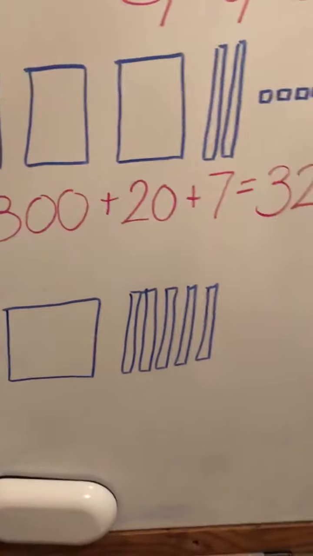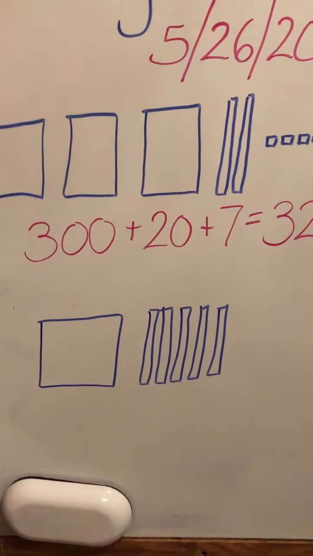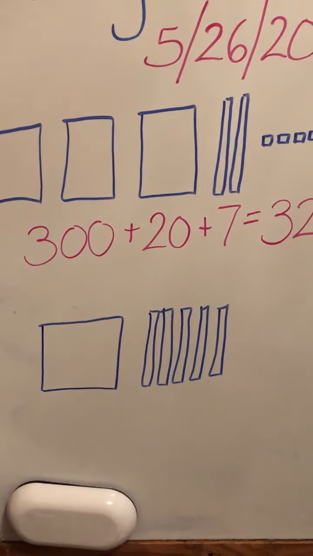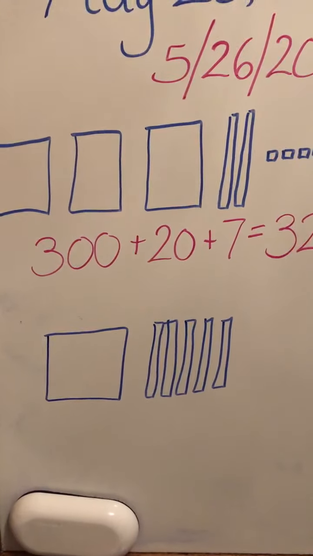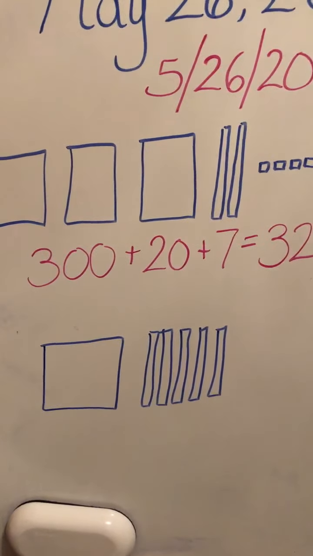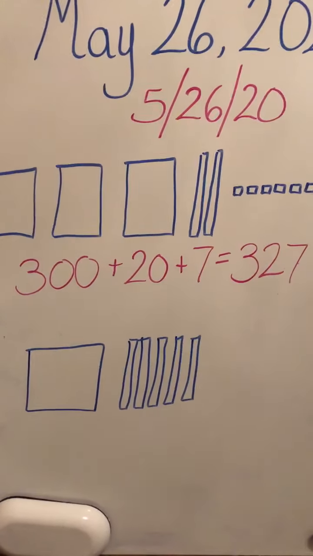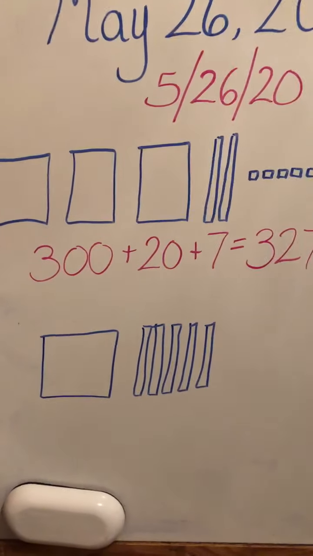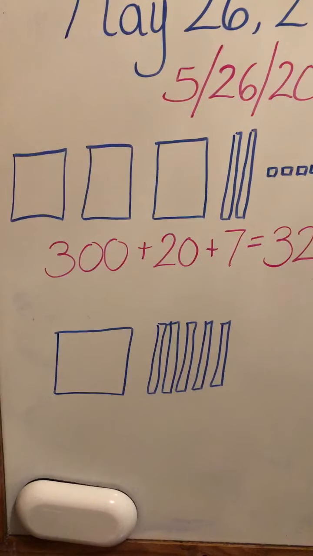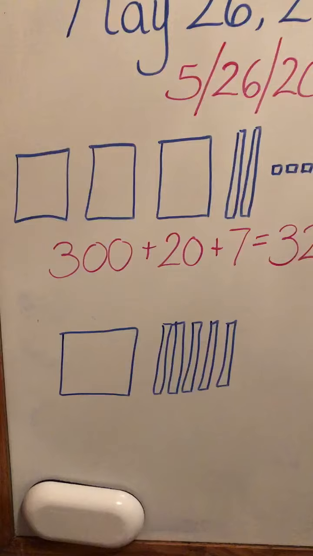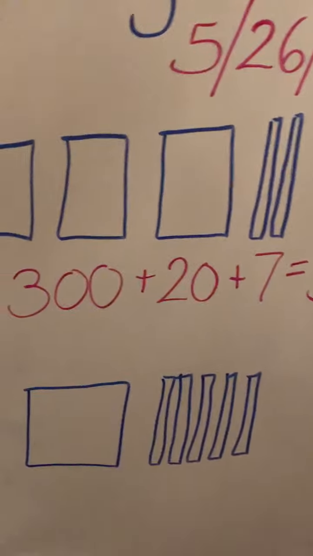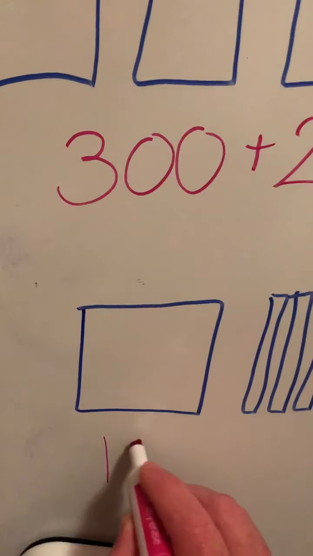Okay, and I'm going to stop there. Notice I don't have any unit cubes. Okay, let's see how this number comes out. So what do we have here? Let's break it apart in expanded form. How many 100 flats do we have? We have 1, and what does that equal? It equals 100. Okay, so we're going to start there.